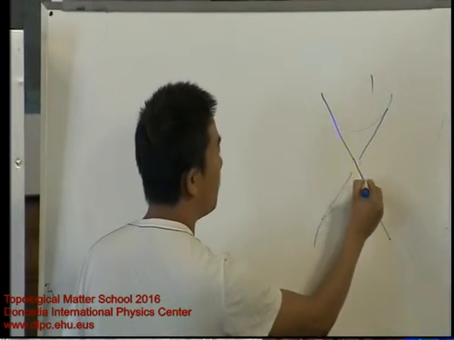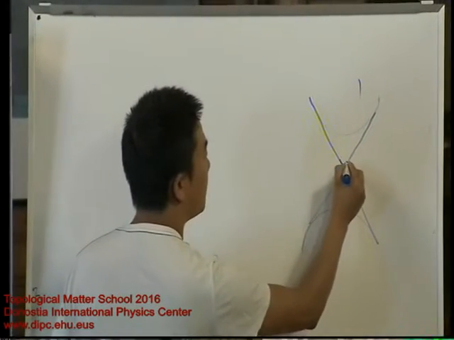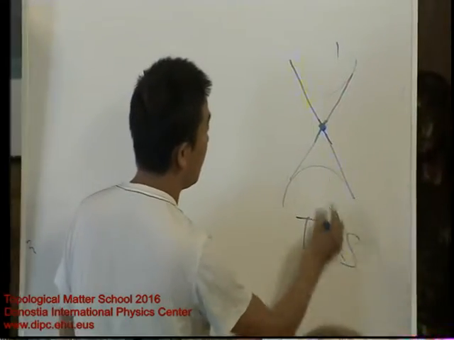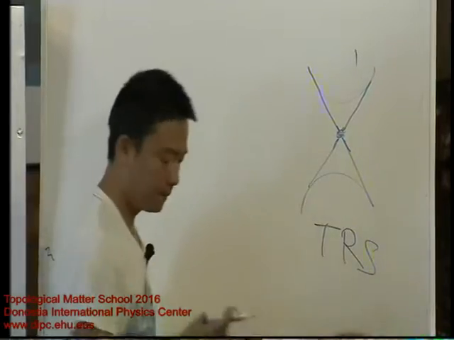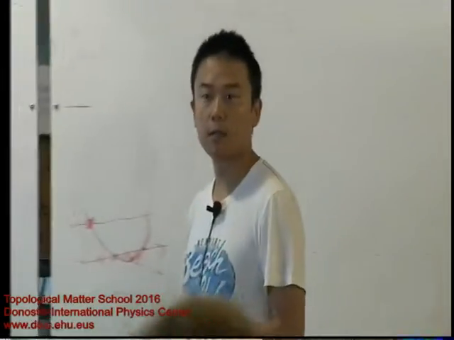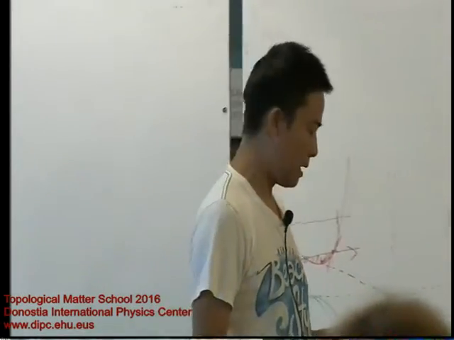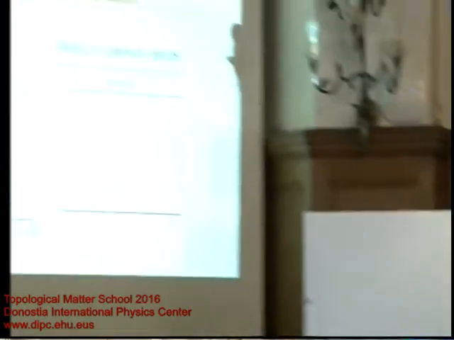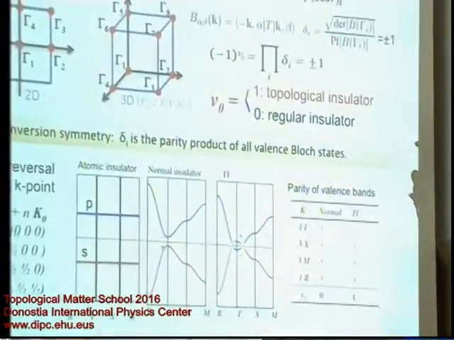Then the symmetry that really protects this state is time reversal symmetry. And this indicates that the topological invariant may be closely related with the time reversal symmetry. And this is true. One way to define the topological invariant is like here.